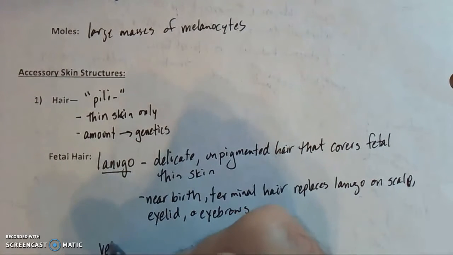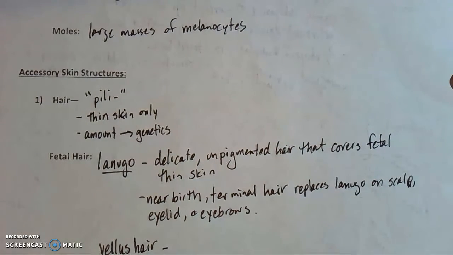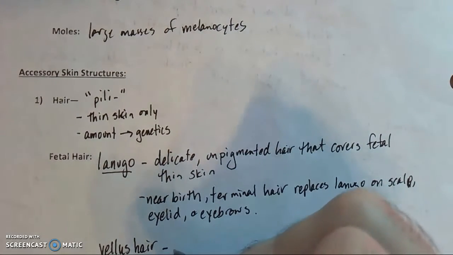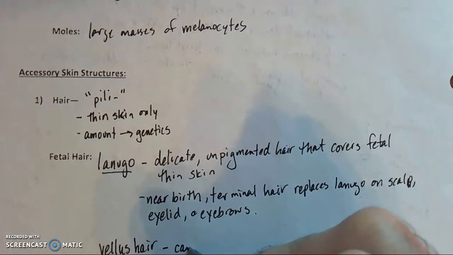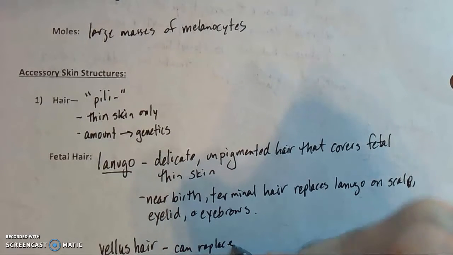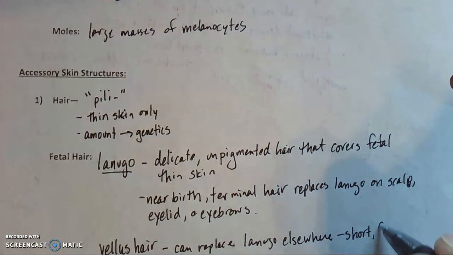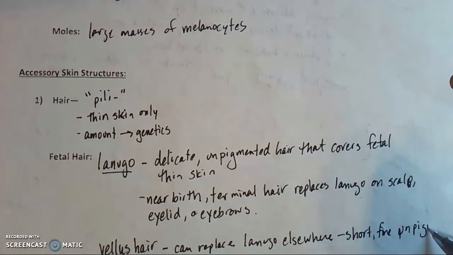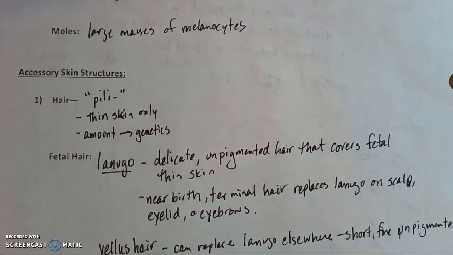We also have a term called vellus hair. And vellus hair is what we call lanugo that does not turn into terminal hair. So this can replace lanugo elsewhere. And it is short, fine, unpigmented. So basically, lanugo after the baby's born is called vellus hair.